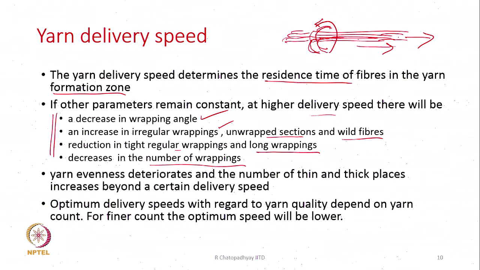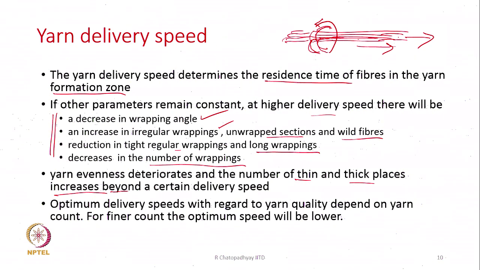Yarn evenness deteriorates and the number of thin and thick places is going to increase. See, for yarn evenness, the drafting speed also has to increase when I am trying to increase the delivery speed, that is, the speed of the take-up roller. I have to feed the fibers also at a much faster rate using the drafting system. So, at very high speed, the drafting of the fibers may also suffer. Smooth drafting of the fibers is going to be affected at a very, very high speed.